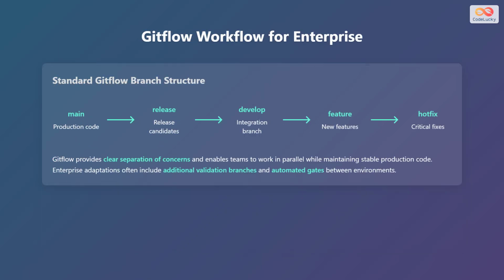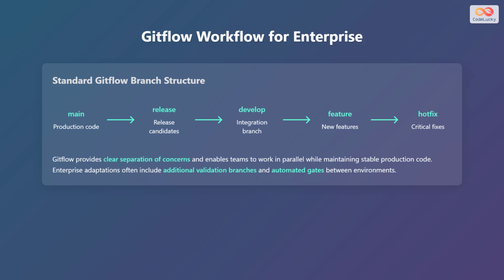Gitflow offers a structured approach to manage code changes, particularly beneficial for enterprise environments. The core branch structure includes the main branch, which holds production-ready code, release branches, used for preparing release candidates, the develop branch, serving as the integration area for features, feature branches, where new functionalities are developed in isolation, and hotfix branches, for addressing critical issues in production.